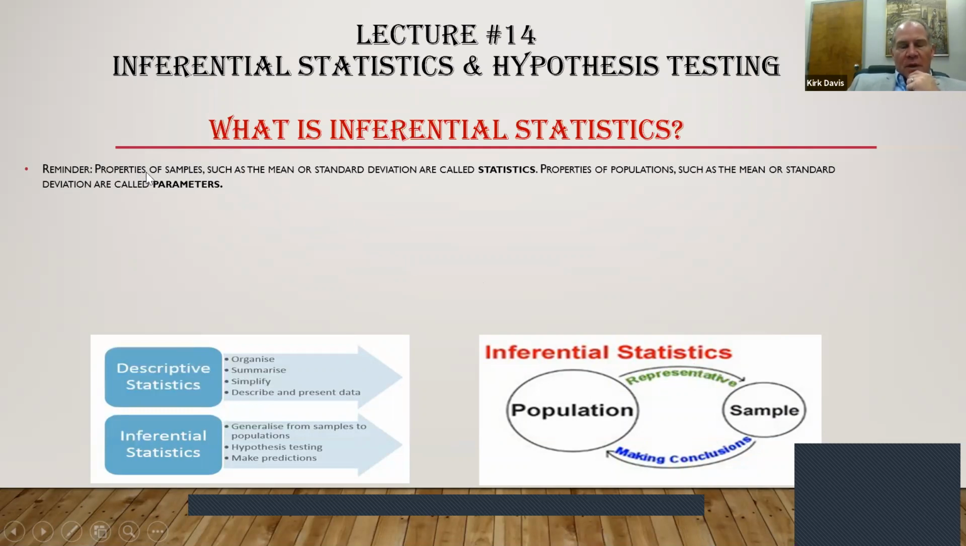So this is just a reminder, something we covered probably the first or second week, that if we have a summary number, and that summary number comes from our sample, that summary number is called a statistic. If we take and describe our entire population with a number, such as the mean, that summary number is called a parameter. So samples yield statistics, populations yield parameters.